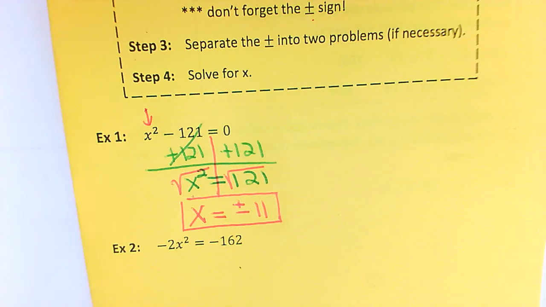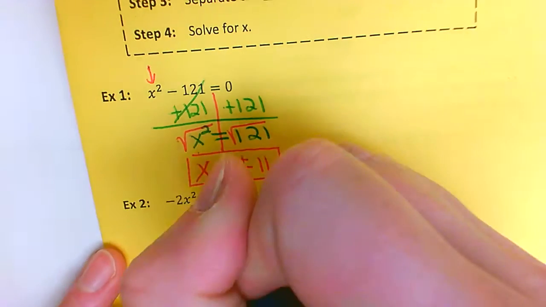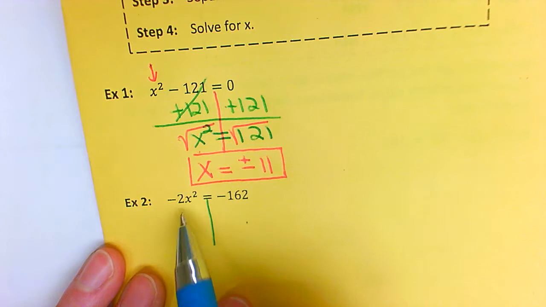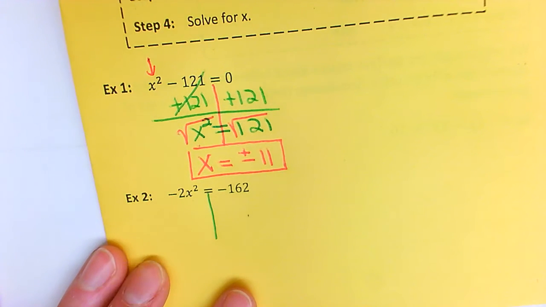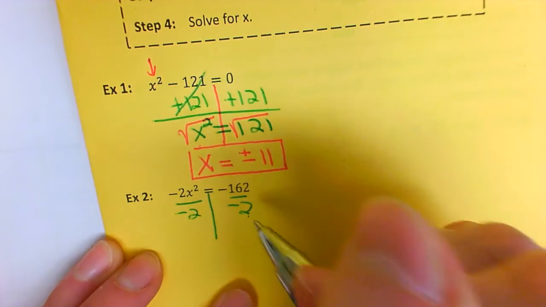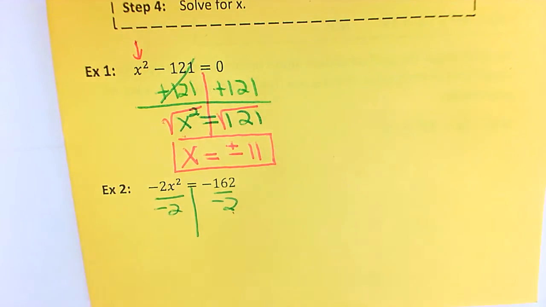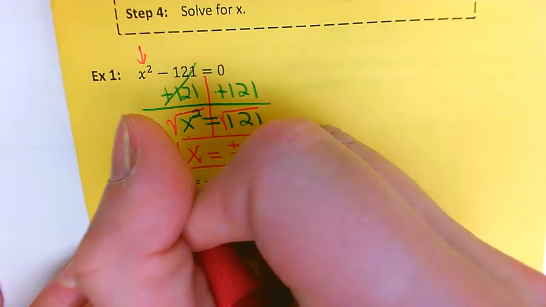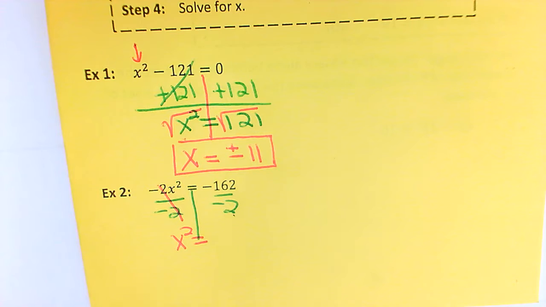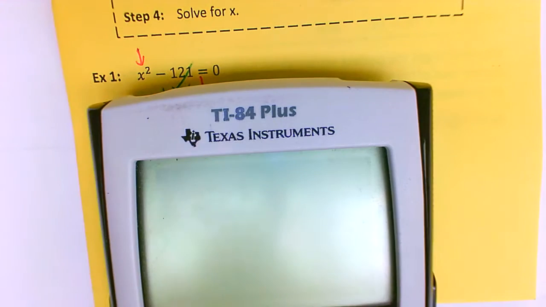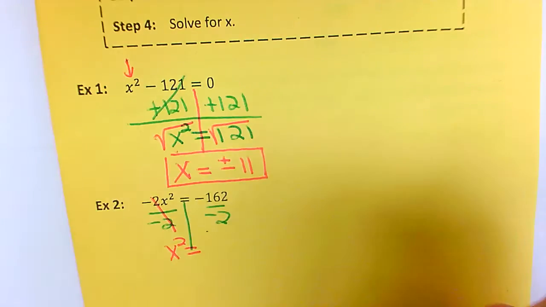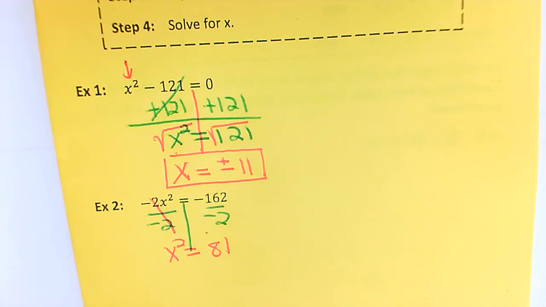Okay. So example 2. I need to start by getting that x squared by itself. The negative 2 is attached to the letter, so that means that they're actually being multiplied together. So to get rid of it, I'm going to divide both sides by negative 2. That's going to cancel out on the left because negative 2 divided by a negative 2 is 1, and that leaves me with x squared is equal to. On that right side, I've got a negative 162 being divided by a negative 2. That gives me positive 81.